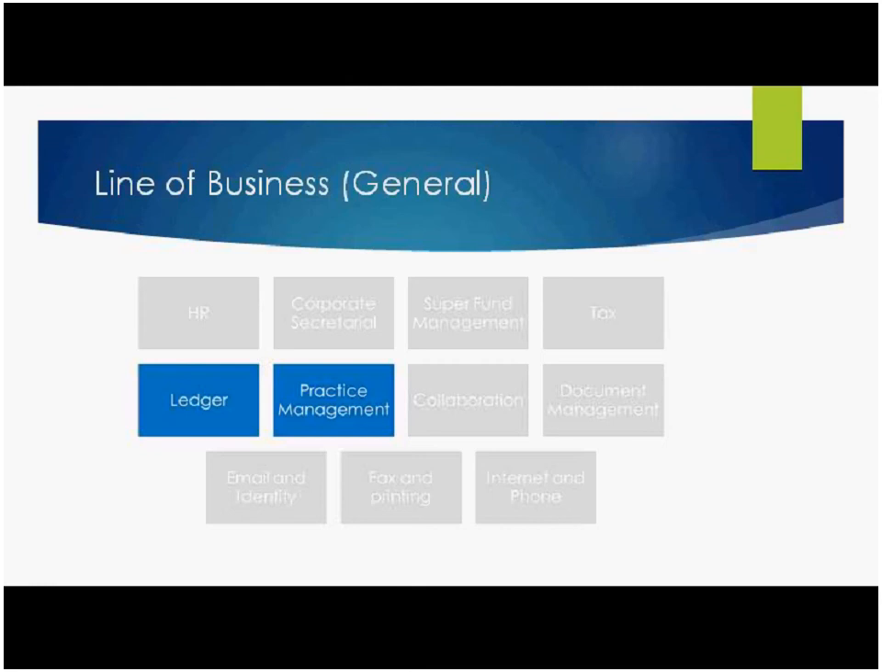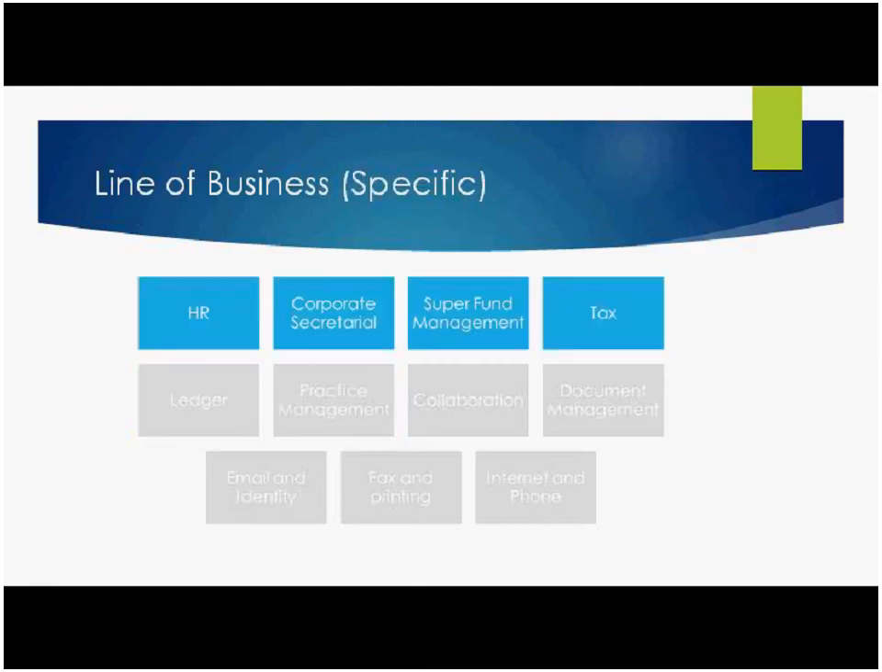Then as we move up, there's what we call the specific line of business application. So what do we do if we want to automate preparation of tax returns? What do we do if we want to automate management of self-managed super funds, management of corporate secretarial, of lodgements to ASIC, and what do we want to do if we want to offer additional HR services to our business clients?